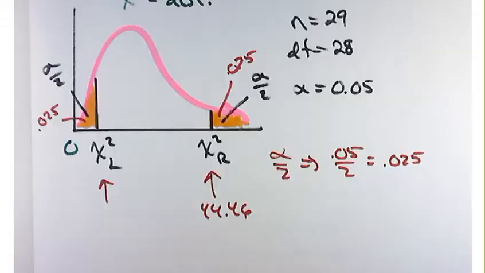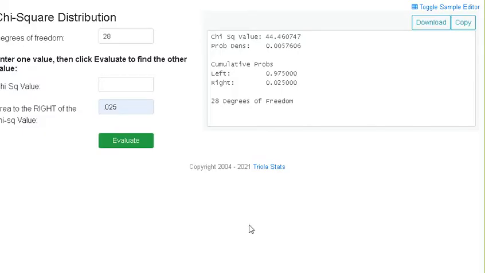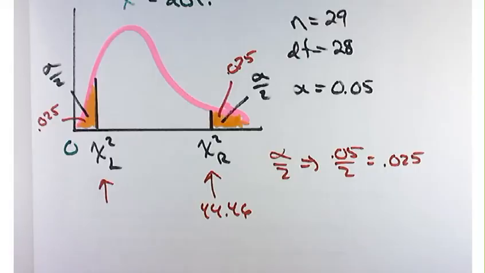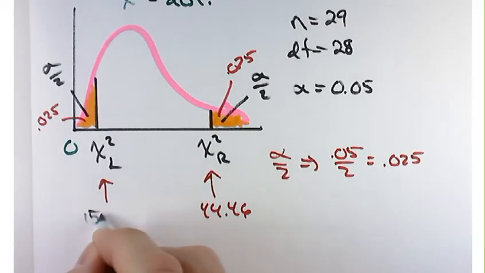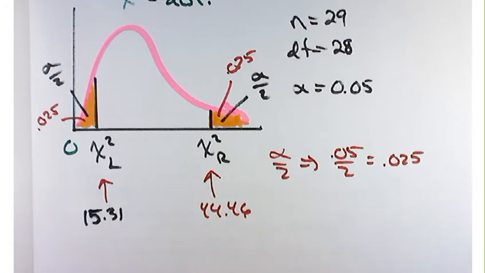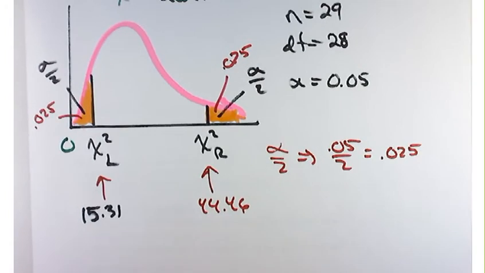And why do I need that? That's the way StatDisk works: you have to type in the area in the right tail. So I need that 0.975. Let me put that in. So 0.975. And I should get something less than the 44.46 that I started out with. In fact, you get about 15.31, we'll call it. So 15.31. Nice.